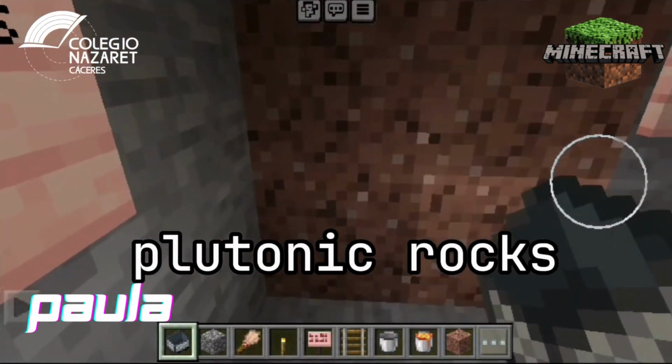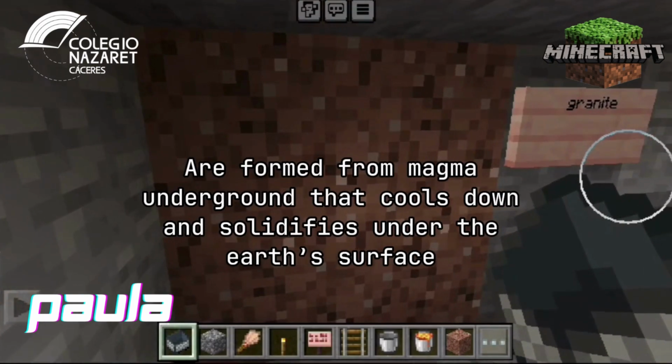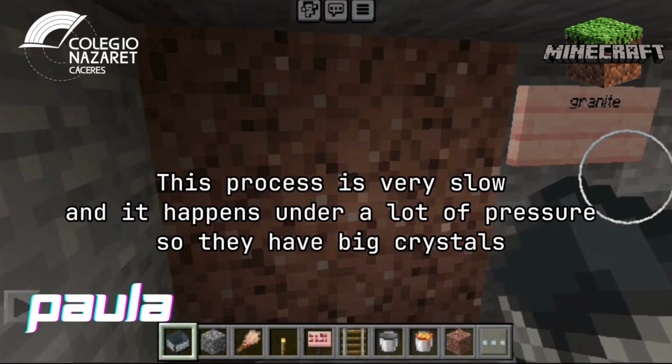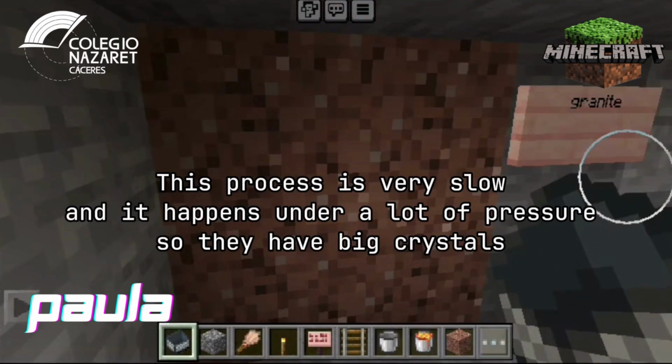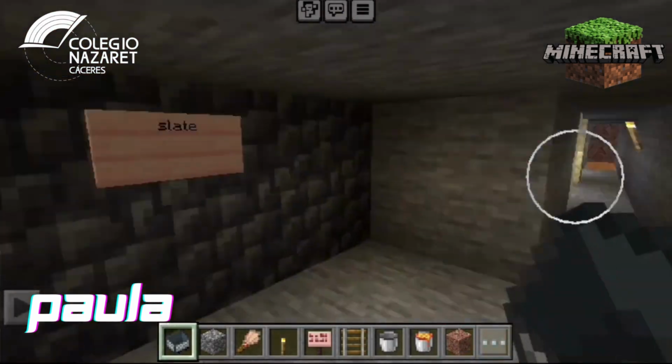Plutonic rocks are formed from magma underground that cools down and solidifies under the Earth's surface. This process is very slow and it happens under a lot of pressure, so they have big crystals.